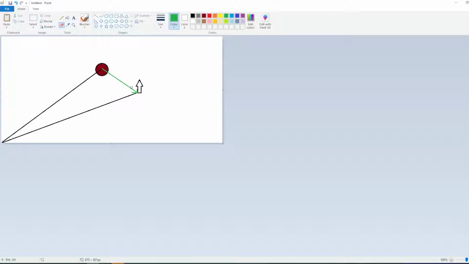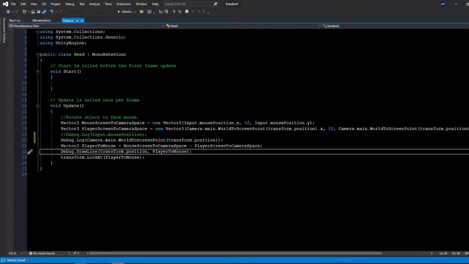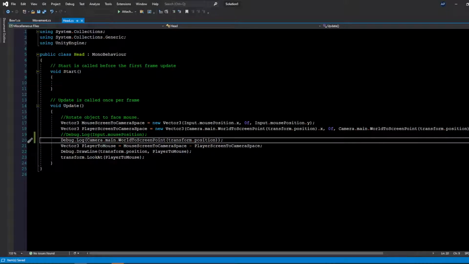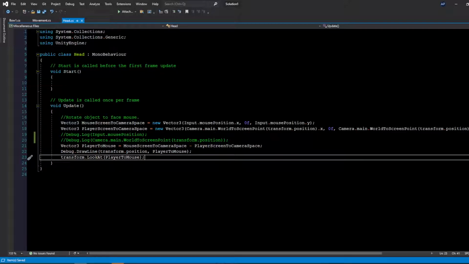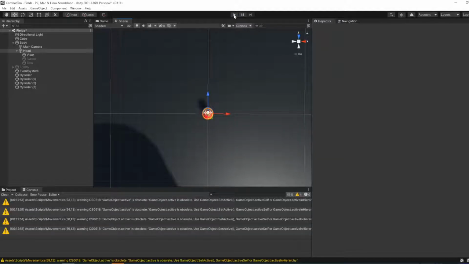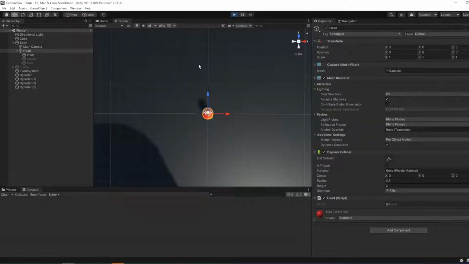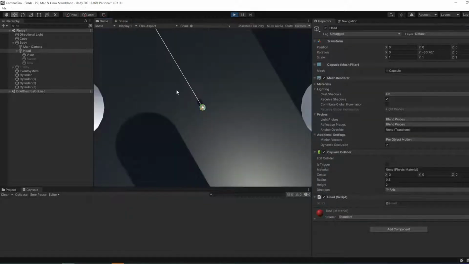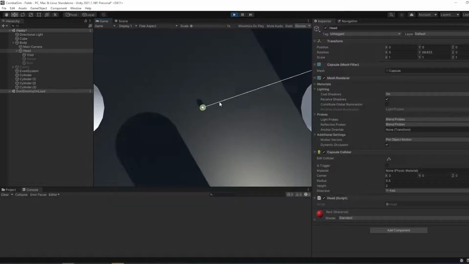So this is our player, and this is our mouse. If we subtract this vector of our player from our mouse, we get this green resultant vector, which is the vector from the player to the mouse. Finally, this Debug.DrawLine is what creates that little white line that pops up. That's just for debugging purposes, but you can clearly see when we play the game that this line does in fact follow our mouse.